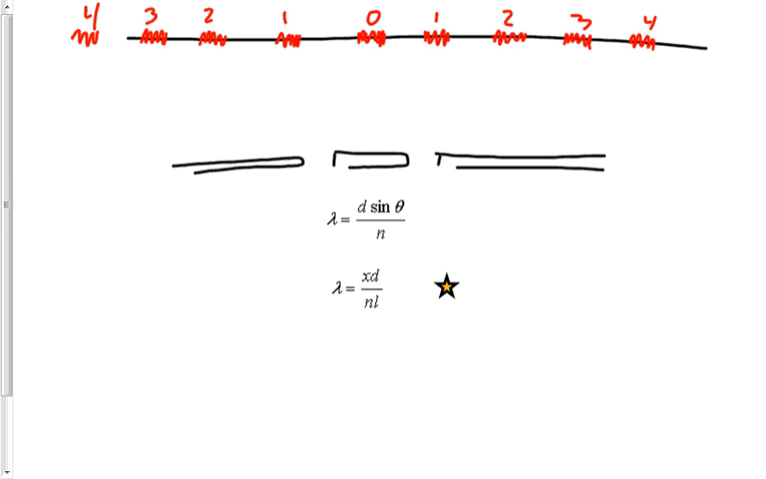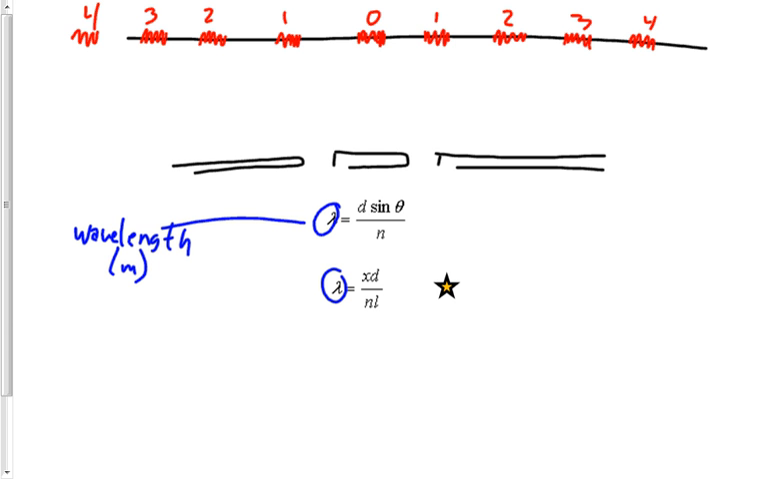Let's try to figure out what these variables mean here now. Lambda, that's the easy one, right? That's wavelength. That's the wavelength of the light, and it's going to be measured in meters. It's going through these two openings, diffracting and interfering. The wavelength in meters. And that's going to be the same thing in both of these equations.